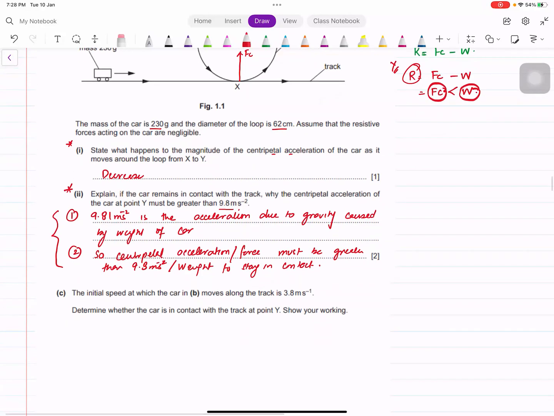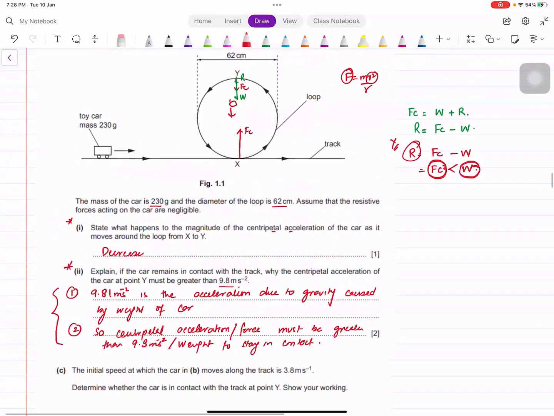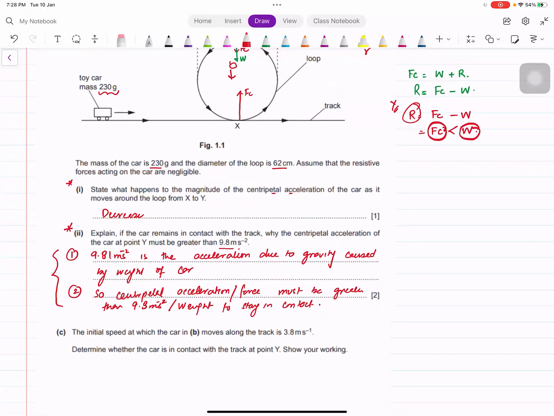Now we need to do this, right? So first of all, we should understand the mass of the car is this. We need to see whether it stays in contact. So our equation is R equals FC minus W. And now let's put in the values: R equals mv squared over r, minus mg. We need to see if R is still there, meaning it's in contact or not. So it's very simple. Put in the values.